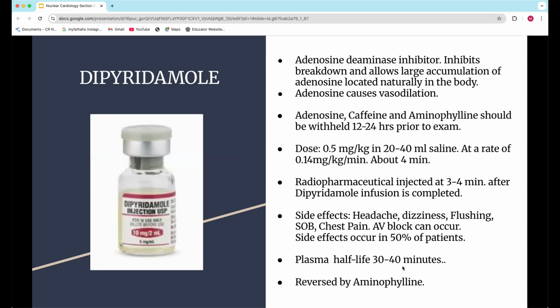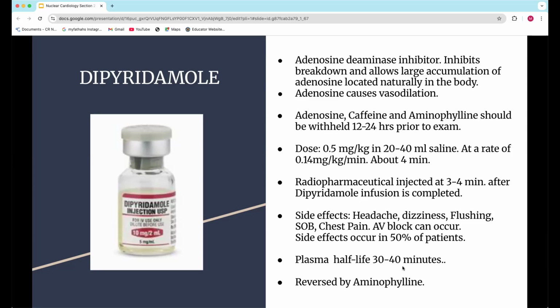Dipyridamole is the next one. The way dipyridamole works is that it's an adenosine deaminase inhibitor. All that means is that it breaks down the metabolism of adenosine within the body. Adenosine is naturally in the body for the same reason of vasodilation and things that occur in your body.